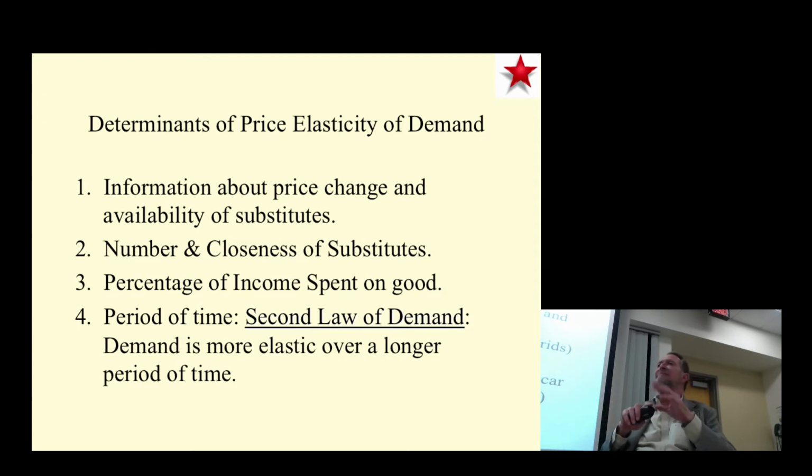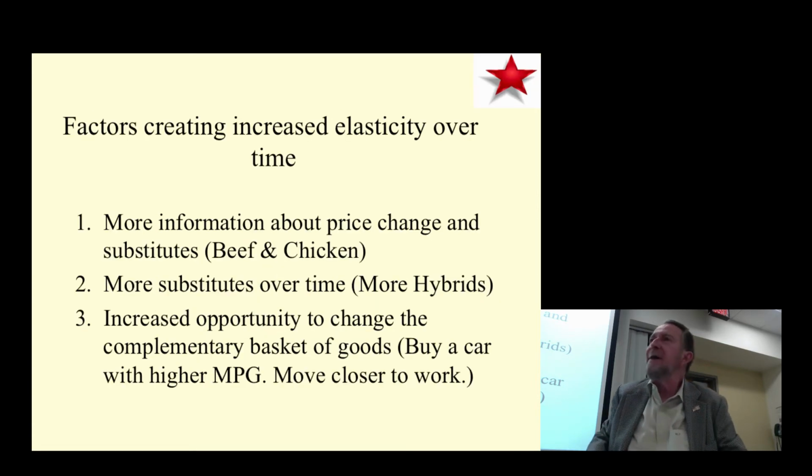Over time, you're going to have more knowledge about a price change and about what are the available substitutes? Years ago, people only ate chicken as Southern fried chicken. That was about the only recipe people knew. And most of the meat consumed was beef or pork or whatever. Well, there was a big shortage of food. The grain prices went up, and then beef prices went way up. And so people were looking for substitutes.